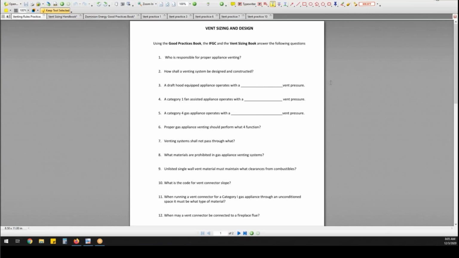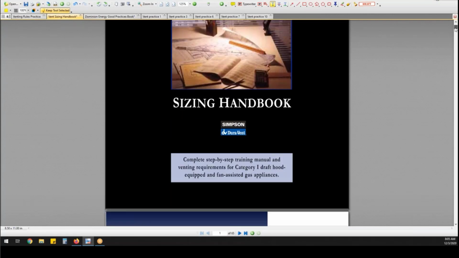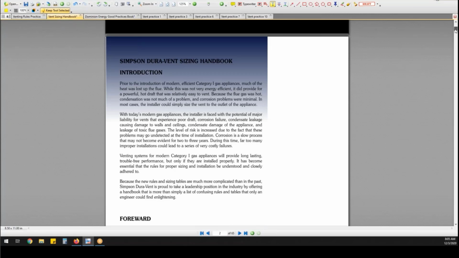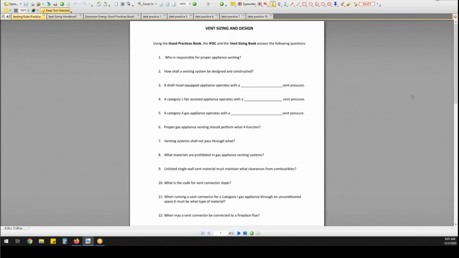So we left off with some homework. Your homework from last time was to read this book, the Venting Principles Handbook, or the Sizing Handbook, to at least page 40. That'll give you the pertinent information you need, and then to complete this venting rules practice test.